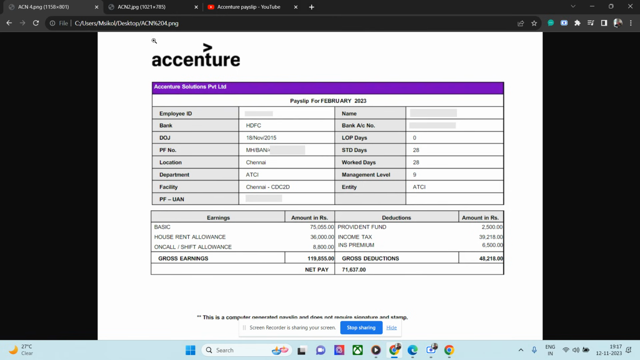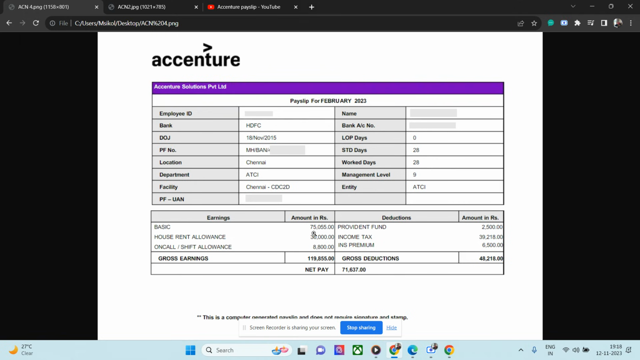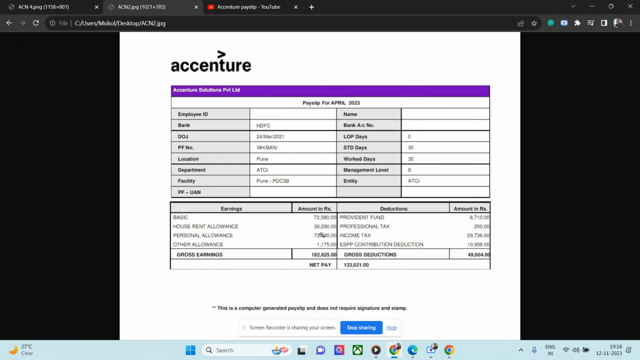Now going for one more payslip, and this is for management level 8, which is career level 8 basically. This is for an associate manager role, and this person is based out of Pune and also in ATCI, Advanced Technology Initiative. And if you see, he is based out of PDC3. The basic salary is 72,000, which is similar, I mean less. But the HRA is 36,000. Personal allowances, here he is getting 72,580 rupees. The date of joining is pretty recent, so she recently joined Accenture possibly. And other allowances is 1,100.